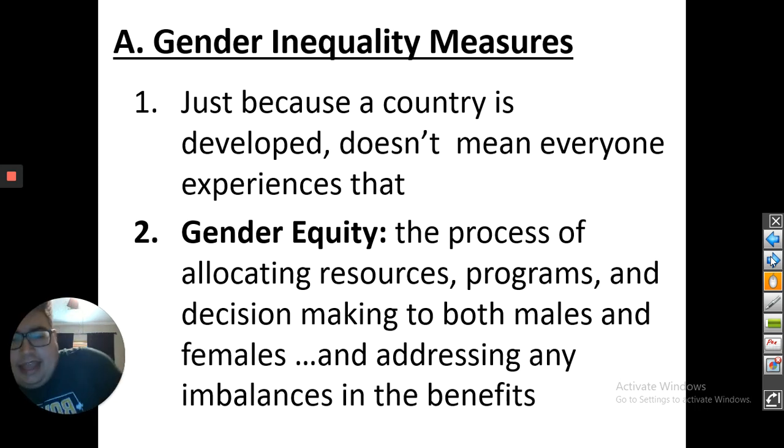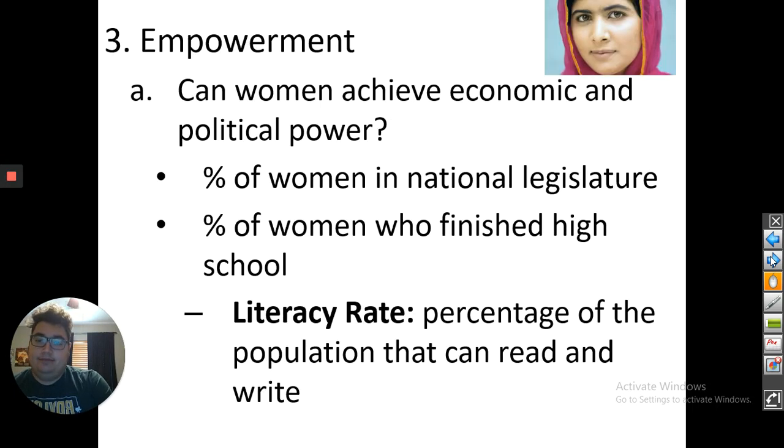It just shows you that in America we have this great land of opportunity, and yet in the world we see such inequality between men and women. So gender inequality measures just how developed a country is. Gender equity is seeing that our resources, programs, and decision making are made by both males and females, and it addresses any imbalances in the benefits. So if men get more than women, how does the society change that inequality? That's gender equity.